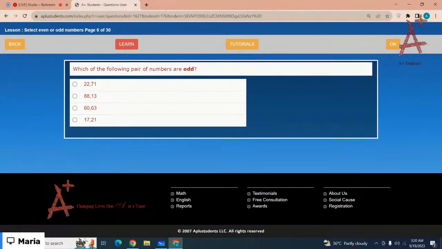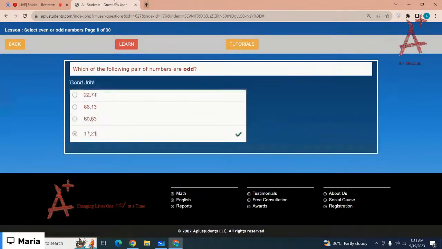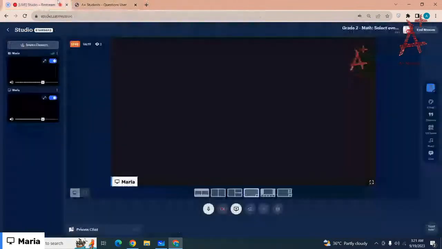Which of the following numbers are odd? So you're given two of the numbers, you have to see which of the pair are odd, which is the correct option. Which two numbers are odd? The correct option is, very good, that would be the last one. 17 and 21 are odd numbers.